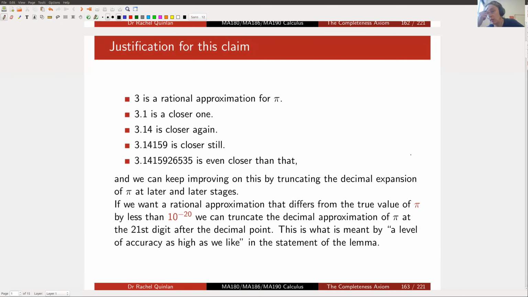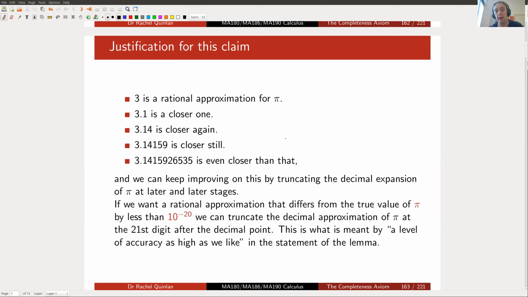Well, suppose we take the irrational number pi, which is a real number, but not rational. And so pi is 3.1 something. So 3 is a rational number, which is an approximation for pi, not a great one, but it's the nearest integer to pi. Okay, 3.1 is a rational number. It's 31 over 100. It's a better rational approximation for pi than 3 is, but it's still not equal to pi. 3.14, again, that's 314 over 1,000, so it's a rational number. That's a better approximation again to pi than 3.1 is, and so on.